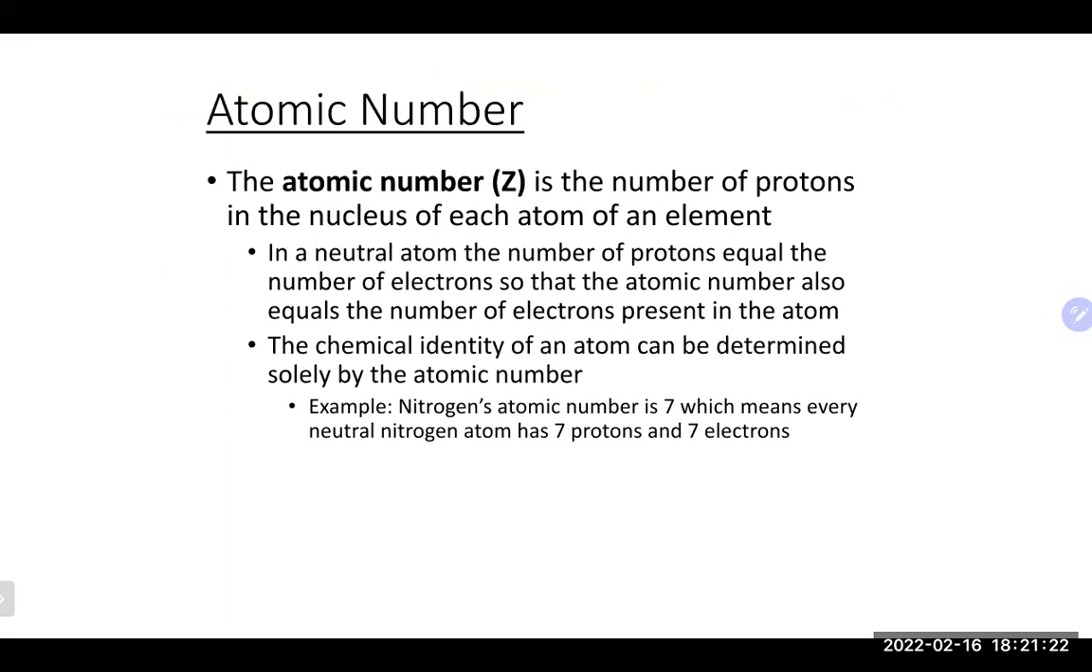The first really major number or idea of an atom that you should know is the atomic number. The atomic number is sometimes abbreviated with a Z. The definition of the atomic number is the number of protons there are in an atom. So if you know the atomic number, you'll know the number of protons.